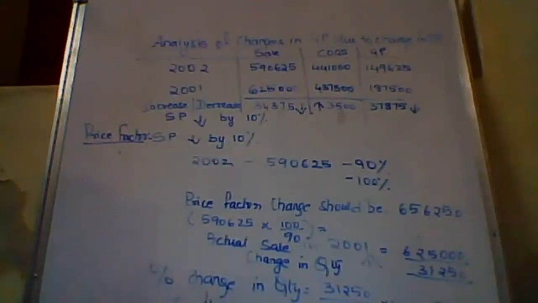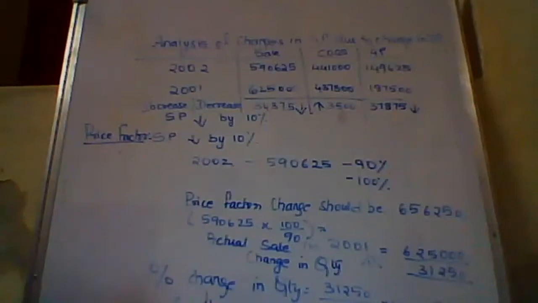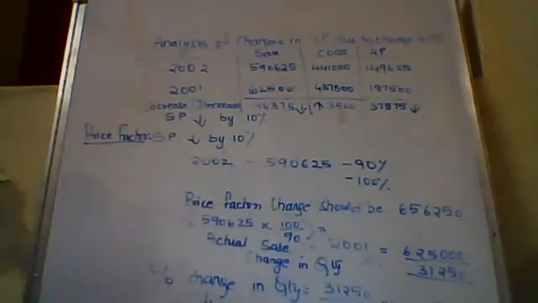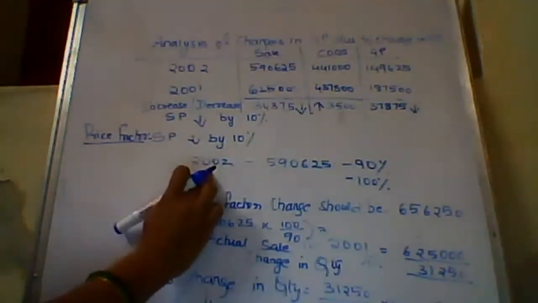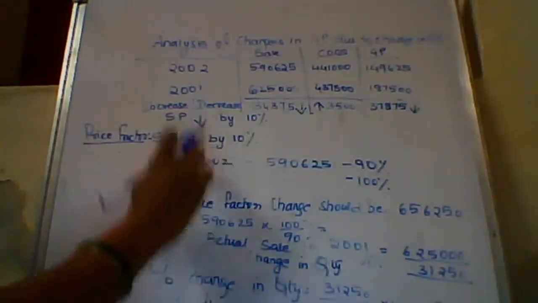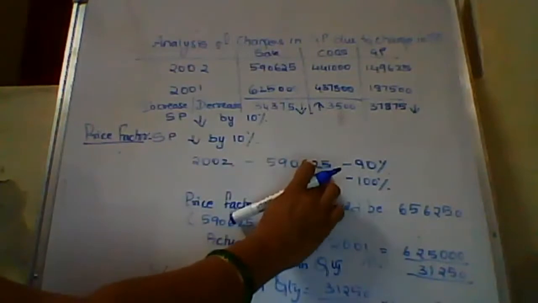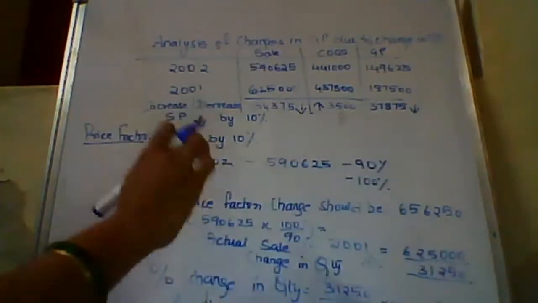Again, I'm repeating. Here, what's happening? A selling price reduction of 10% is given to you. So I took the price factor, finding out with the help of the price factor. In 2002, 5,90,625 is given, which gives you 90%. How 90%?